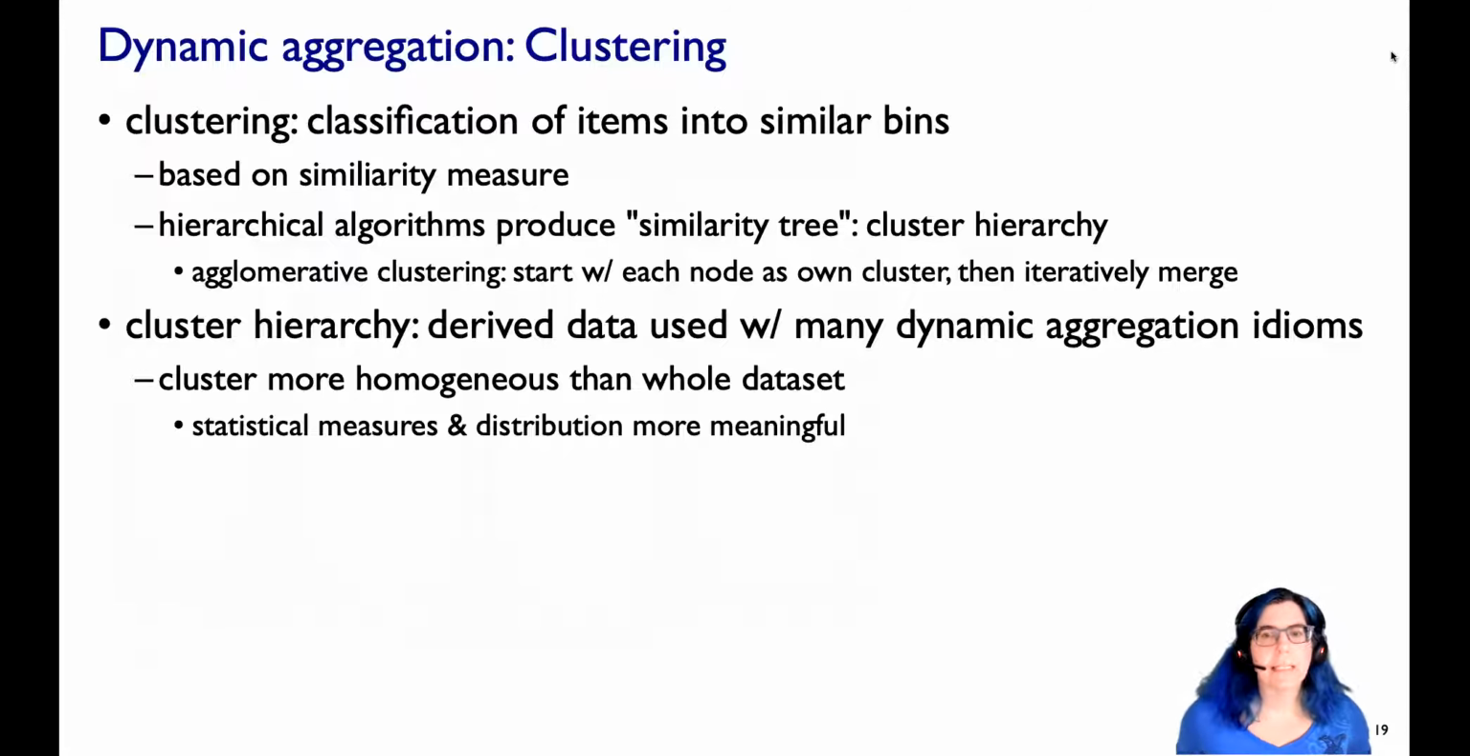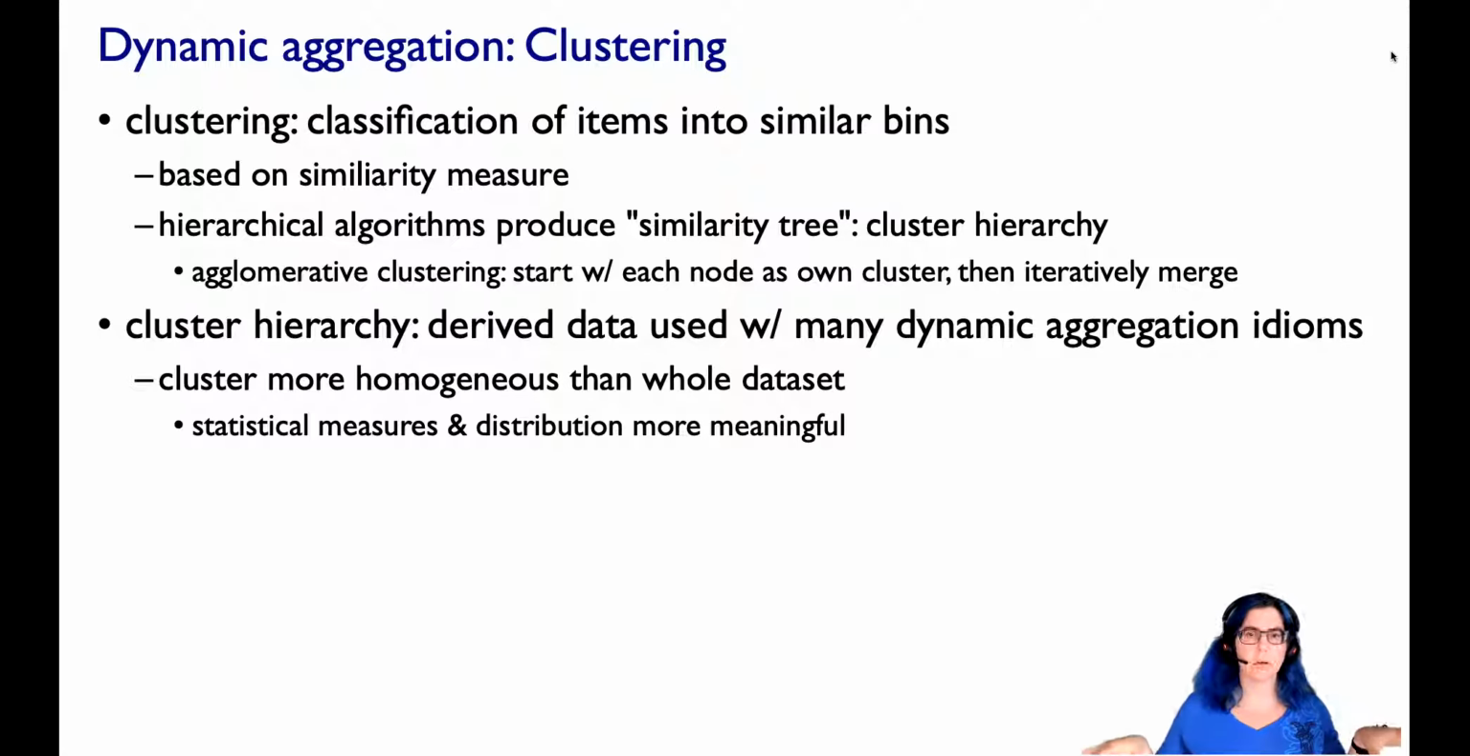Now let's think about dynamic aggregation as opposed to just static aggregation. One thing that's really useful when we're thinking about aggregating dynamically is the idea of clustering. And that's just classifying items into bins according to some sort of similarity measure. And hierarchical clustering algorithms can produce essentially an entire tree of these similarity relationships that we're going to call a cluster hierarchy. One common way to make these is a bottom-up approach called agglomerative clustering.